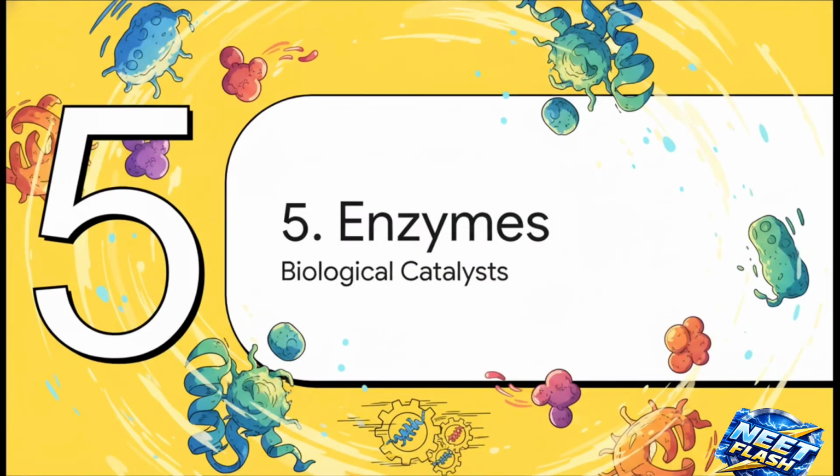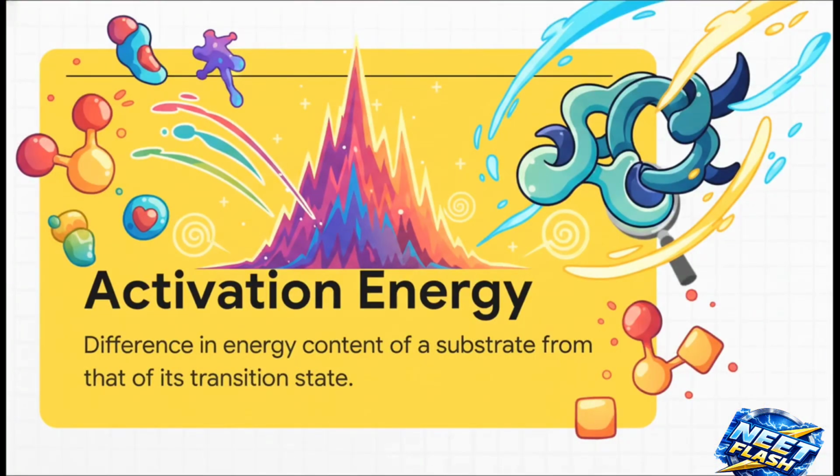Finally, Section 5, enzymes, the catalysts. Before any chemical reaction can yield a product, it has to pass through this unstable, really high-energy transition state. Enzymes act as biological catalysts by actively lowering this activation energy barrier. They make it so much easier for a substrate to turn into a product.